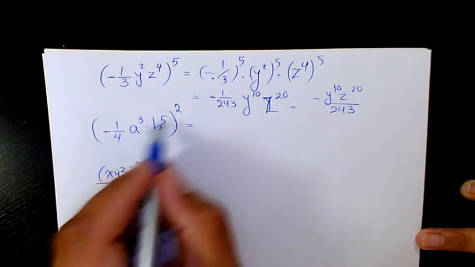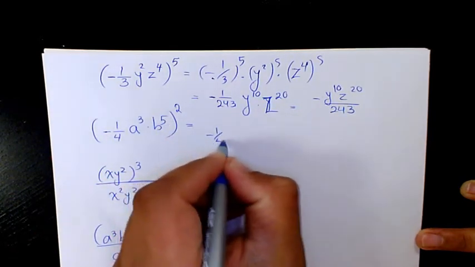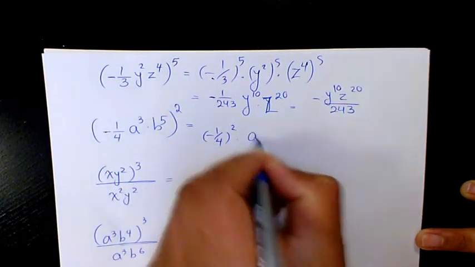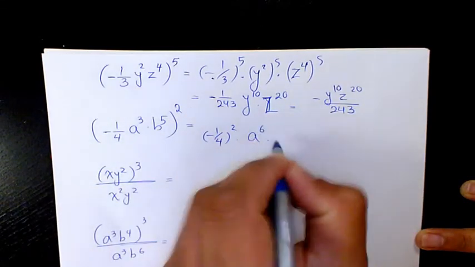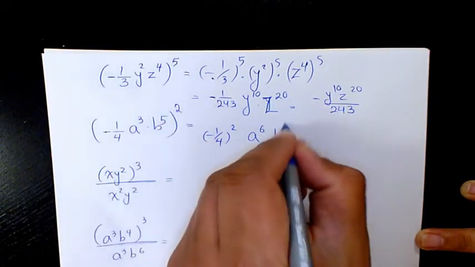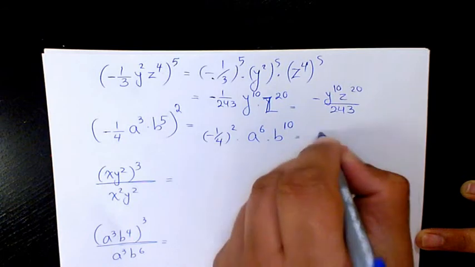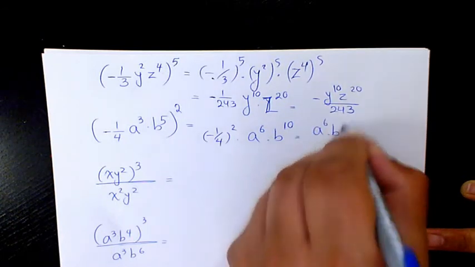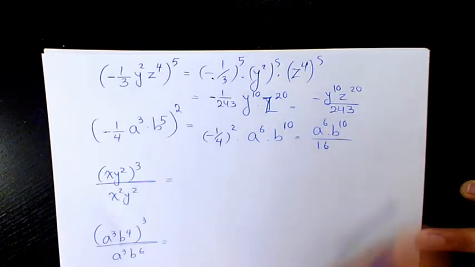Negative 1 over 4 to the power of 2, so it's going to be negative 1 over 4 to the power of 2. A to the power of 3 to the power of 2 is going to be 6. B to the power of 5 to the power of 2 is going to be 10. So it's going to be a to the power of 6, b to the power of 10, divided by 16.